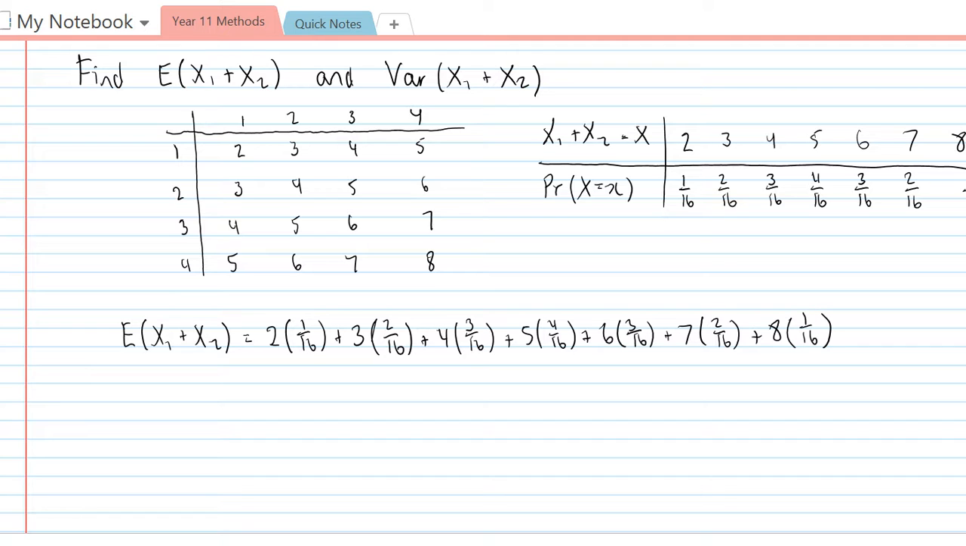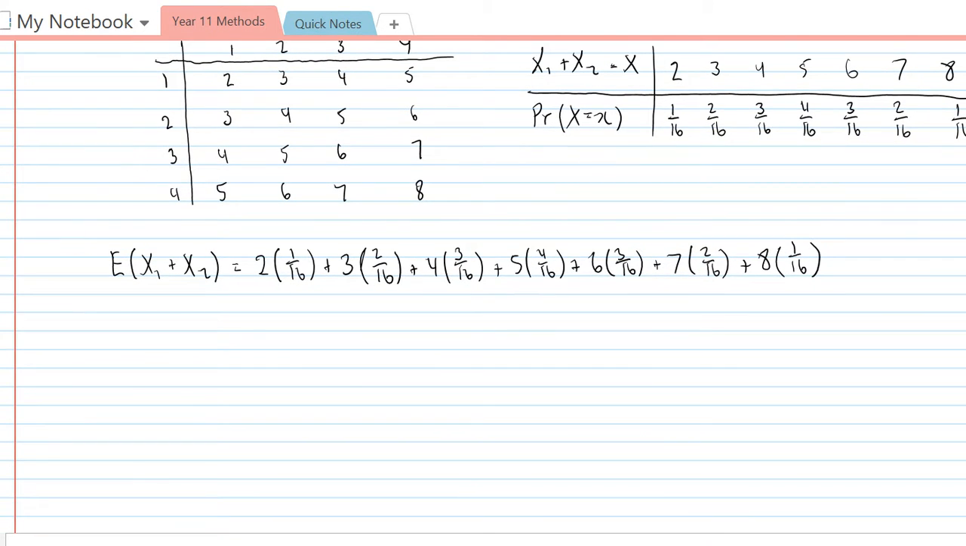Apologies if this stuff's up, my screen's just going nuts at the moment. So, now I'm just going to use the calculator there, so just bear with me for a second. So we end up with 80 on 16, which just simplifies to 5.